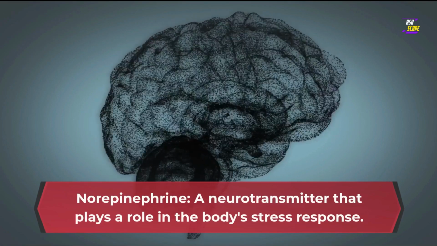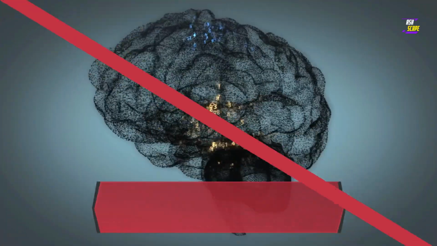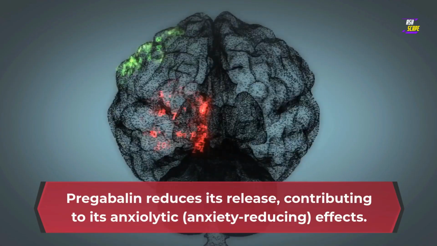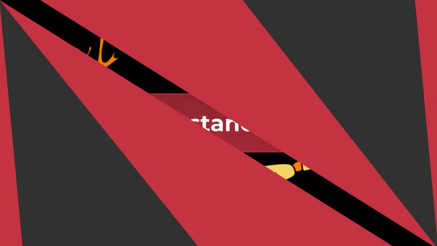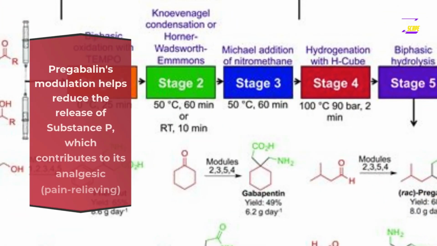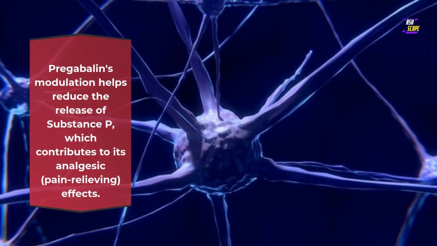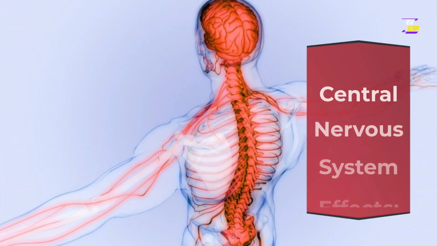Norepinephrine, a neurotransmitter that plays a role in the body's stress response. Pregabalin reduces its release, contributing to its anxiolytic, anxiety-reducing, effects. Substance P, a neurotransmitter involved in transmitting pain signals. Pregabalin's modulation helps reduce the release of substance P, which contributes to its analgesic, pain-relieving, effects. Central nervous system effects.